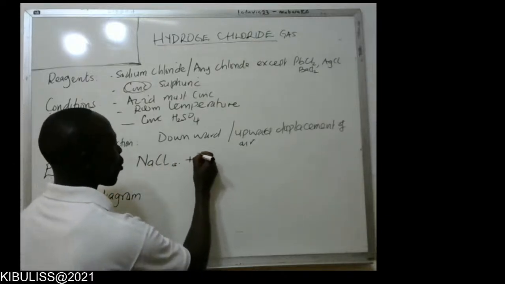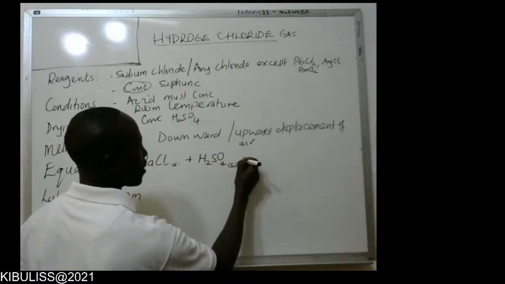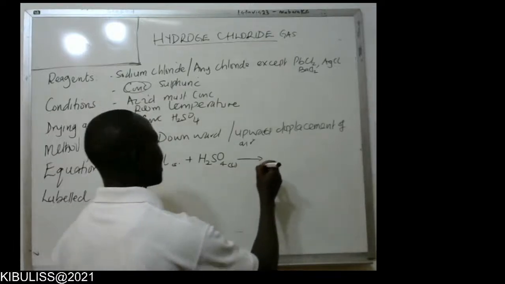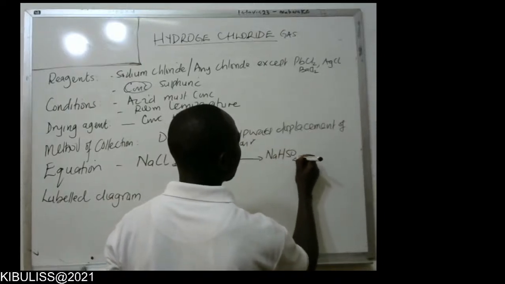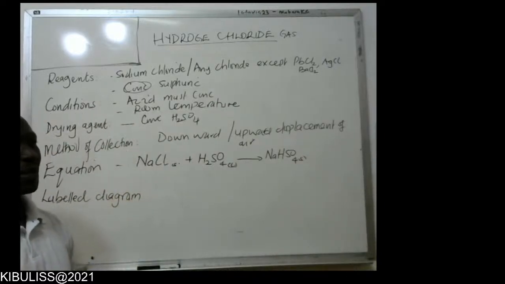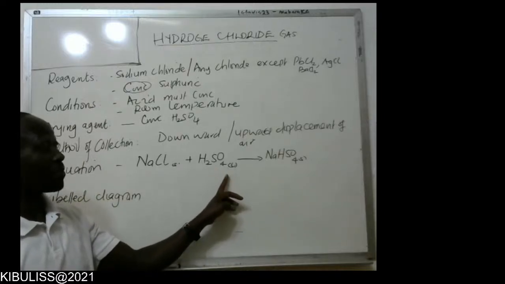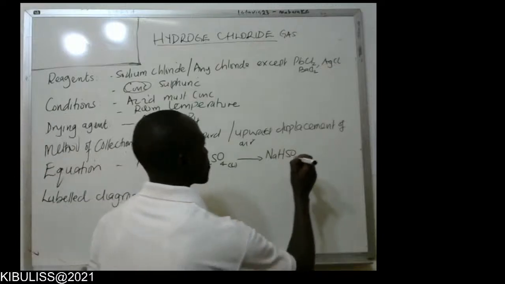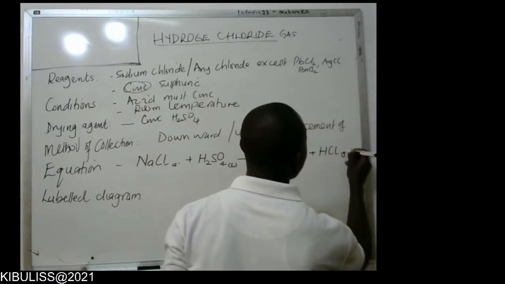We are adding concentrated sulfuric acid, which is a liquid. So what is the product? The product is going to be sodium hydrogen sulfate. I can accept a solid, though here I may accept liquid and aqueous. But here I'll strictly accept what? Solid. So what else will be formed? Hydrogen chloride, which is a gas.